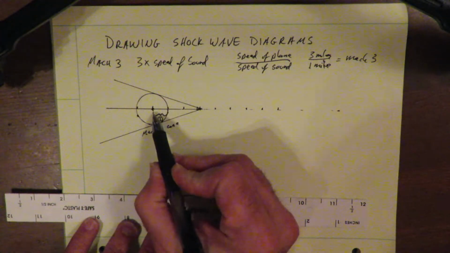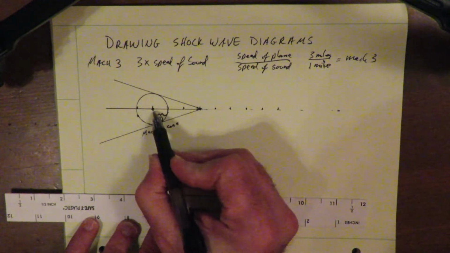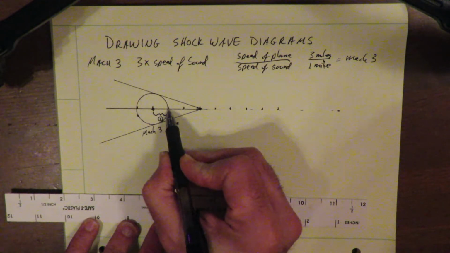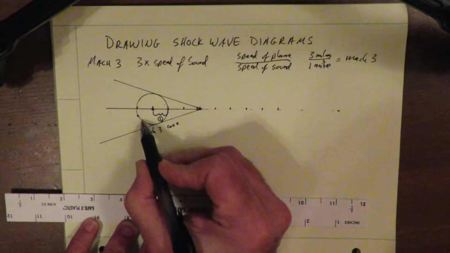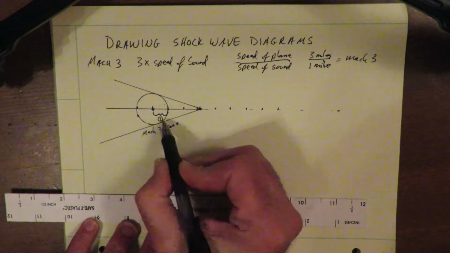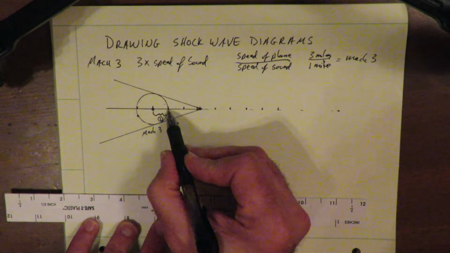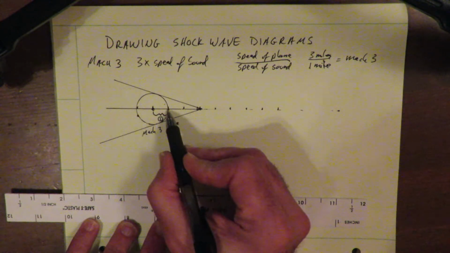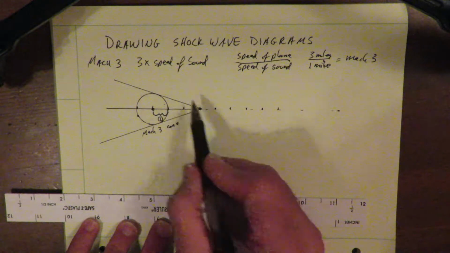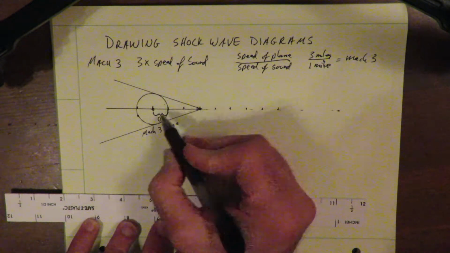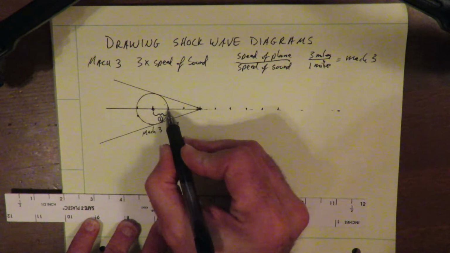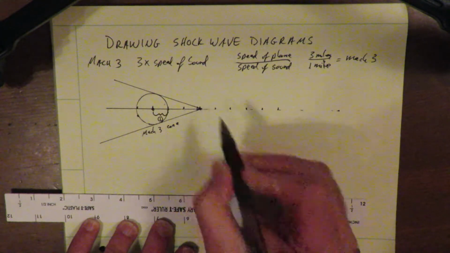In the time period that we waited, the sound traveled 1/2 inch, which means it made a circle or a sphere that was exactly 1 inch in diameter. And in that same amount of time, when the sound traveled that far, the plane traveled 3 times as far, because we want to make a Mach 3 diagram. So the plane went 1, 2, 3. This is where the plane is.